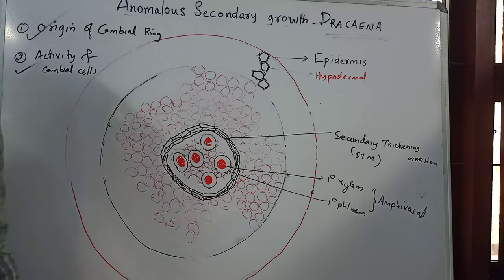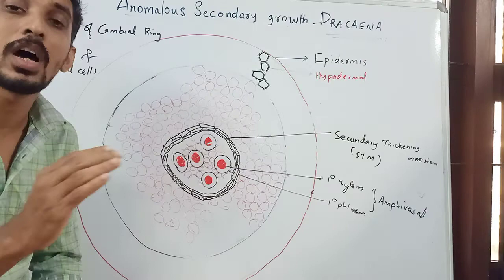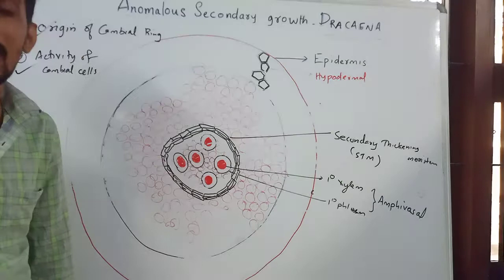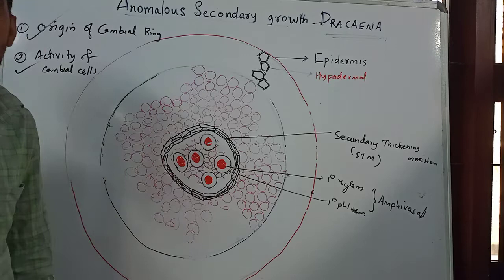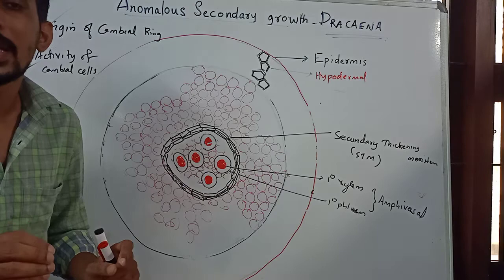We know that in dicot stem and dicot root, during secondary thickening, the cambial ring produces a small amount of tissue towards outside. That small amount of tissue towards outside is called secondary phloem. Then the cambial ring produces a large amount of secondary tissue towards the inside, that is called secondary xylem. But in the case of Dracaena, this cambial ring never produces secondary phloem towards outside.